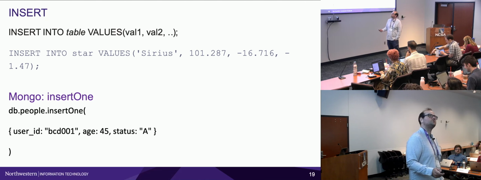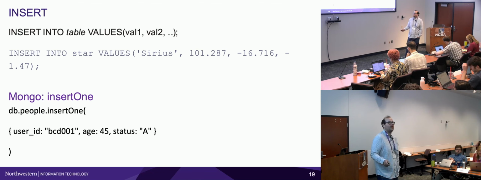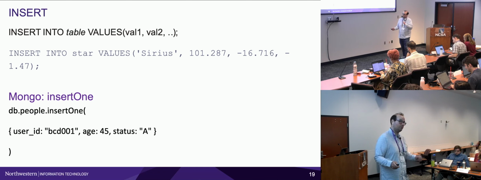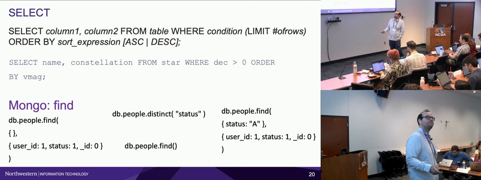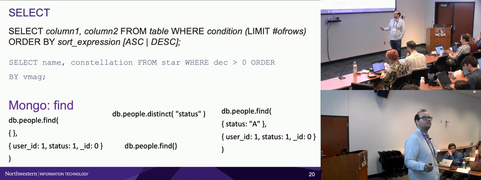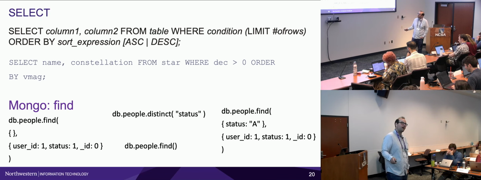Okay? Here I'm going to insert certain values into my table. Again, I would say creating a dictionary and inserting it is easier than inserting a new row in a table in SQL. Here I would like to perform a query where I find all rows from table star where the DEC is greater than 0 and order by VMAG. Here are some of the equivalent select statements in Mongo. It's called .find. So here I am basically performing my query with a dictionary.